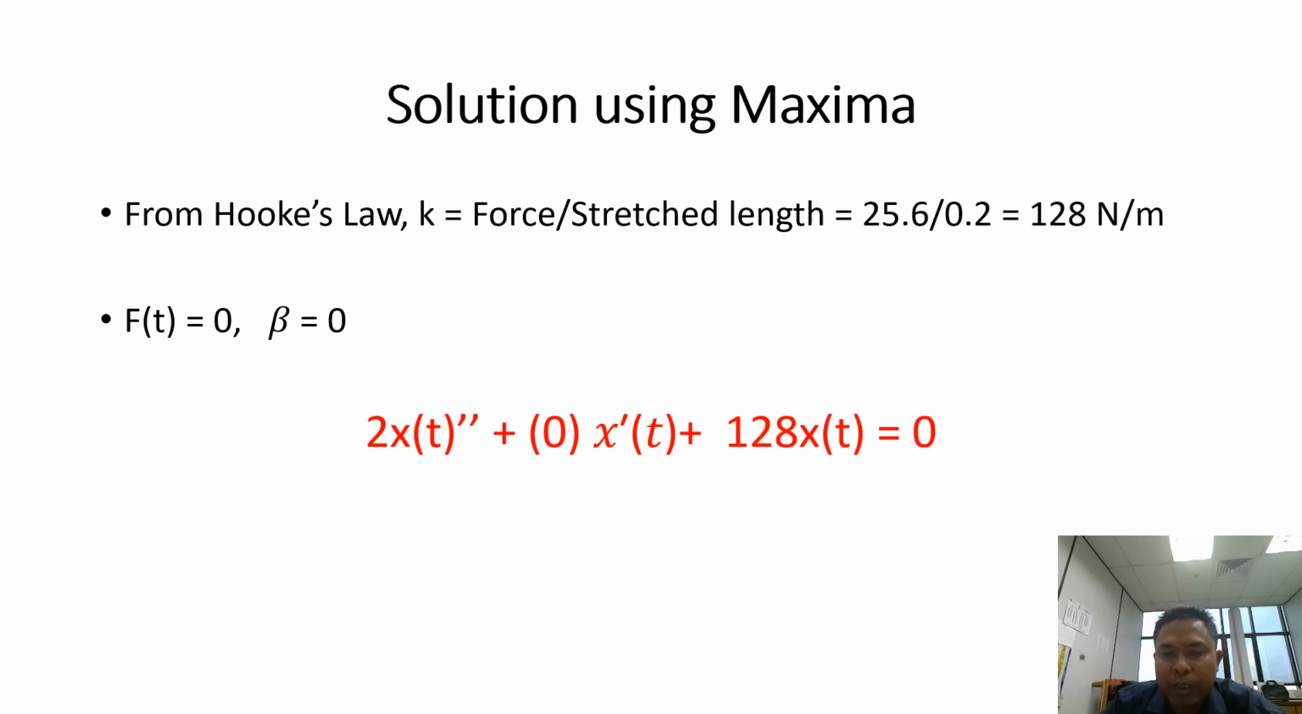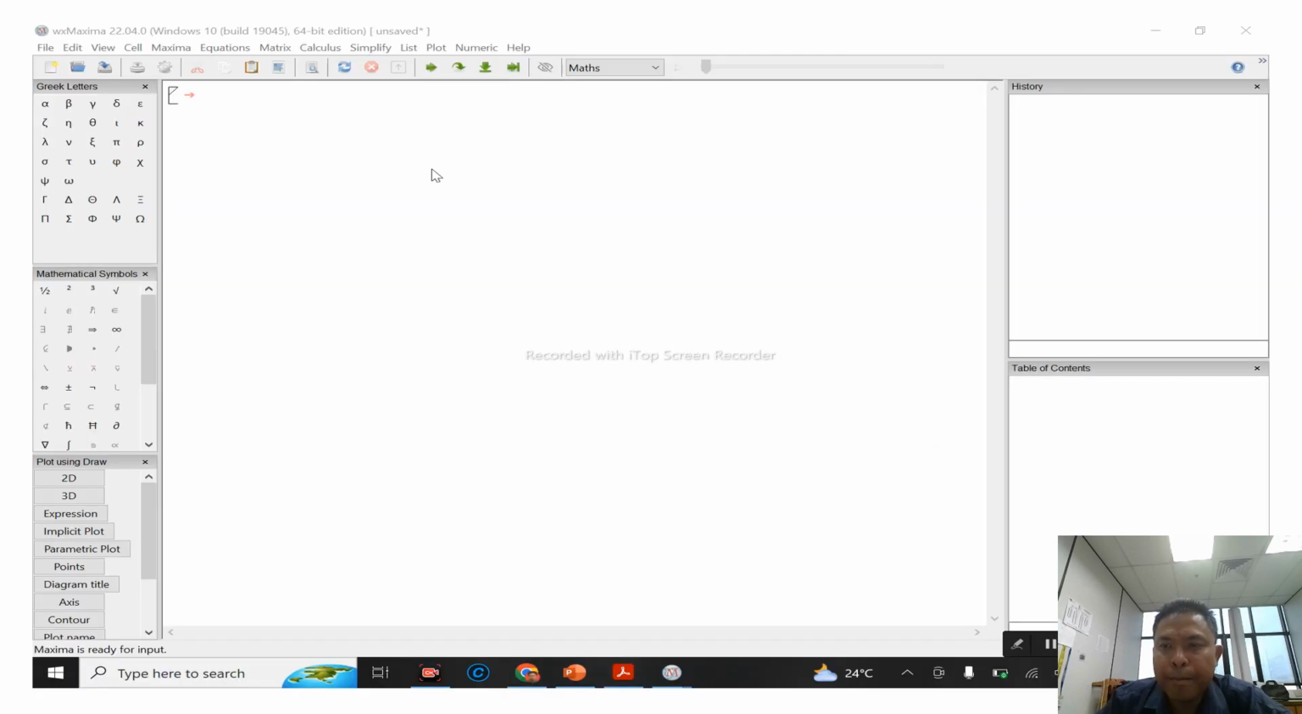So by substituting the parameters into the equation, they will get the equation that needs to be solved, and that equation will be subjected to this initial condition. So all of this information can be found from the question. So now they will use Maxima to solve the problem.